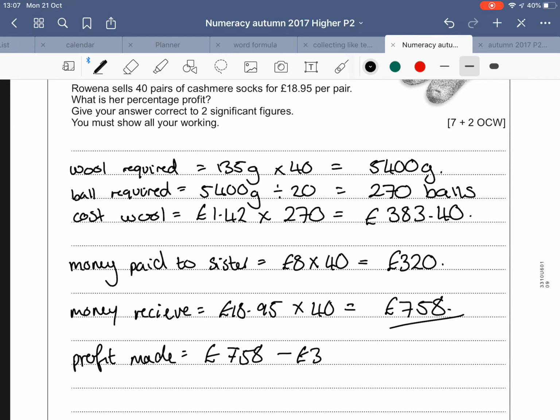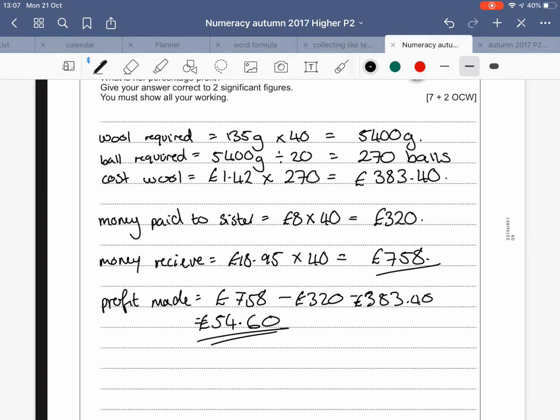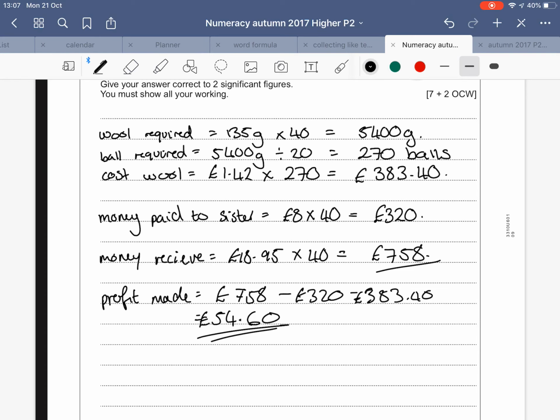785, take away the 320, take away our 383.40, which is £703.40, those two together if you want to simplify that, which is £54.60. So that's how much money she made. Not really worth it, to be honest. Well, the sister's doing all the hard work.